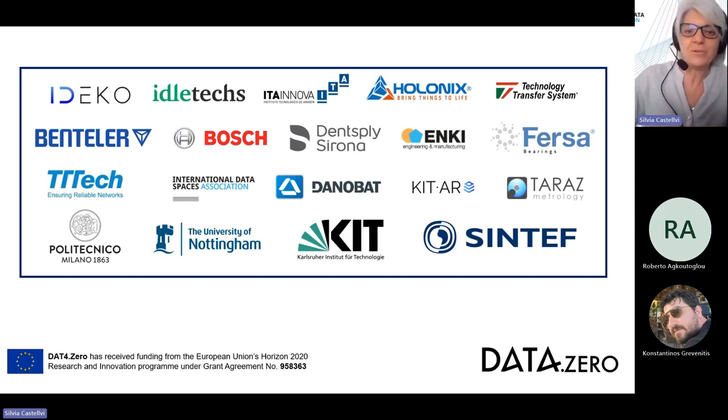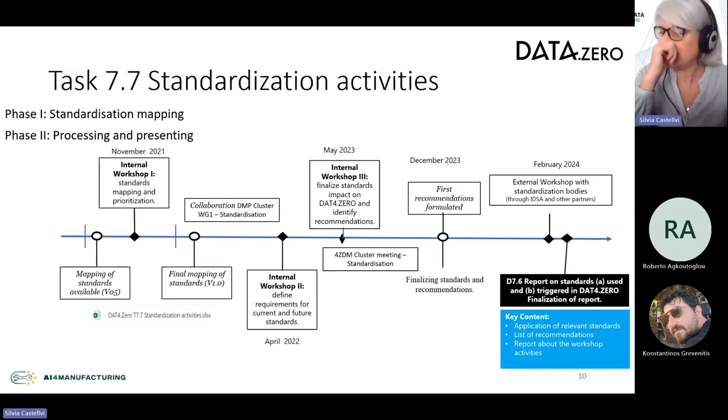So glad to be here with you to explain in more detail what we have developed in this project regarding standardization activities. So this task is a transversal task, a permanent task during the whole project. But in order to summarize the activities that we have developed, we have split this task in two phases. The first phase is awareness creation regarding standardization and standardization mapping.